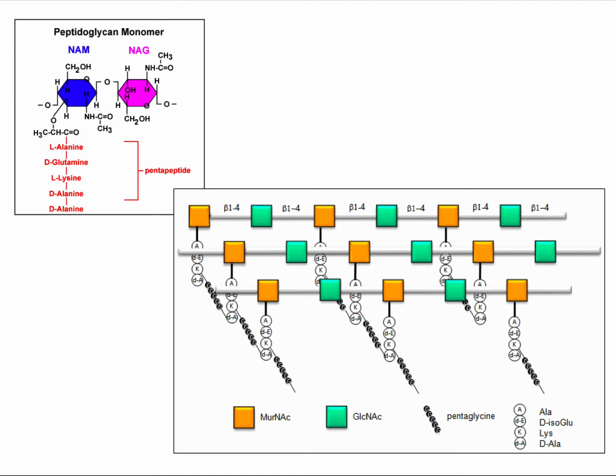So over here we see a demonstration, a picture of peptidoglycan. These are the monomers, and so the monomers, you have the NAM and the NAG. The NAM is N-acetylmuramic acid. The NAG is N-acetylglucosamine. And they alternate with each other when they are forming the beta-1,4 glycosidic bonds.